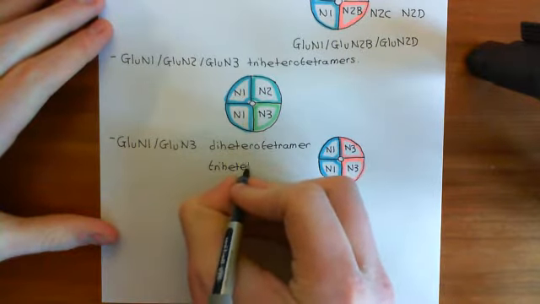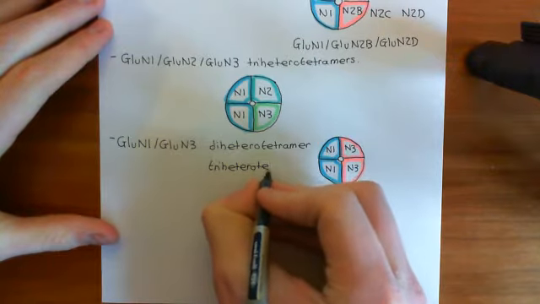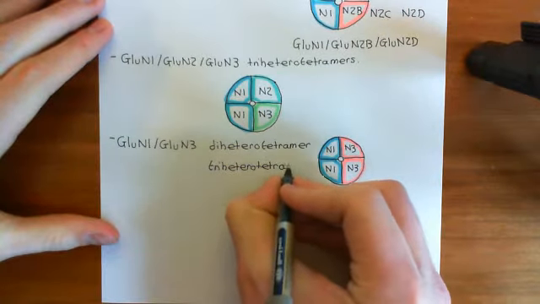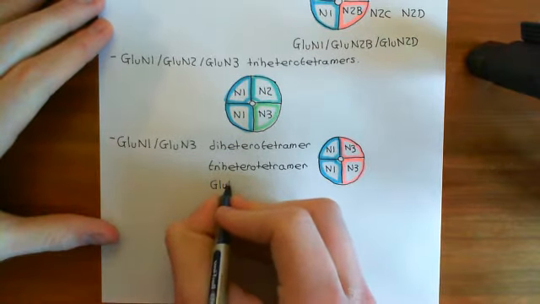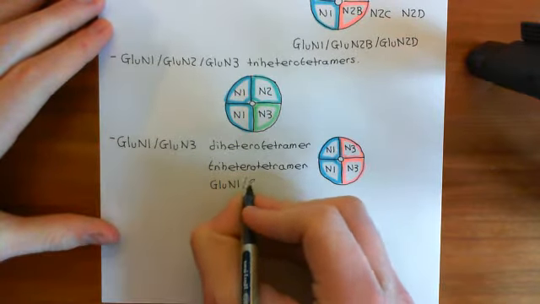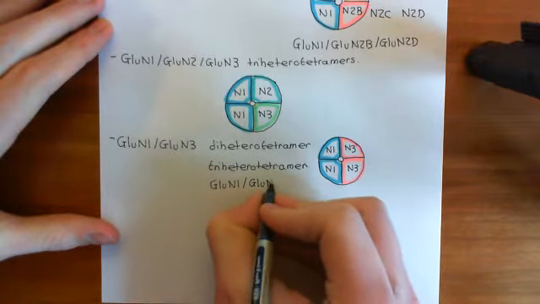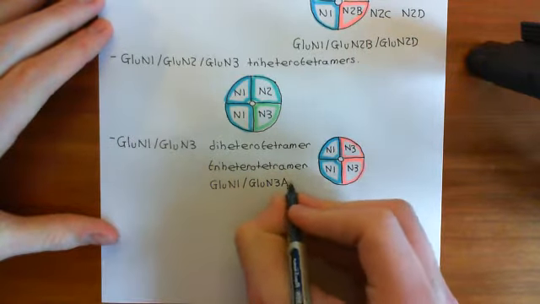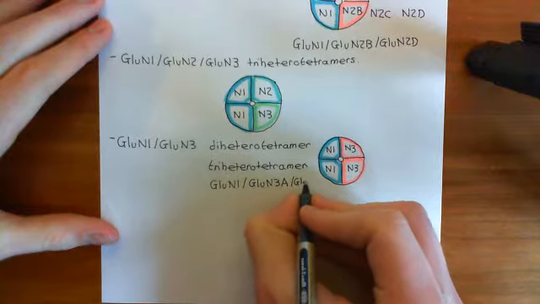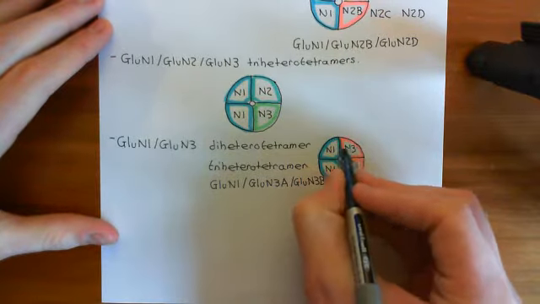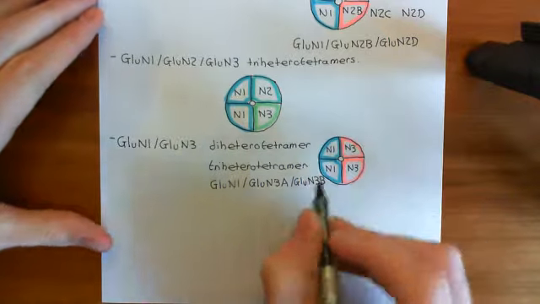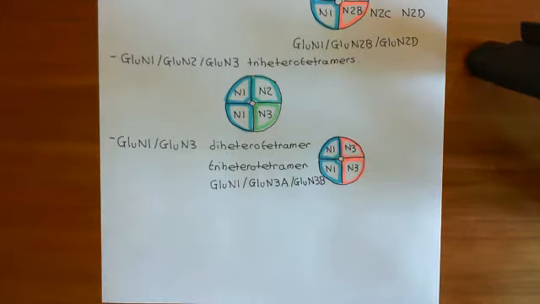You can also make triheterotetramers. Well, you can make one type of triheterotetramer, which is a gluN1, gluN3 triheterotetramer, and this is going to contain two gluN1 subunits, as always, one gluN3A subunit, and one gluN3B subunit. Like so. So one of these would be an N3A, and the other would be an N3B. So that's the different types of NMDA receptors which you can form.